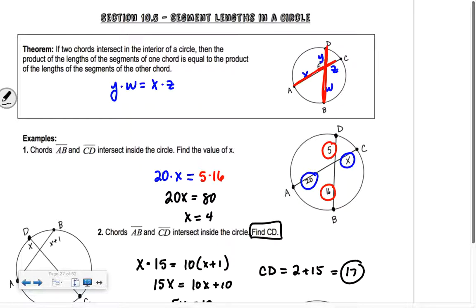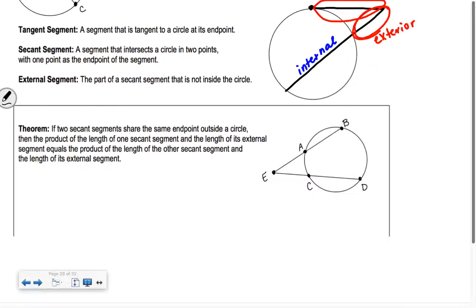So we just learned this cool thing where we were like, oh, X times Z equals Y times W, right? But on this, it's not this times this equals this times this. It doesn't work that way. If you read through the definition, it's a very confusing definition. It says if two secant segments share the same endpoint outside of a circle, then the product of the length of one secant segment and the length of its external segment equals the product of the length of the other secant segment and the length of its external segment.